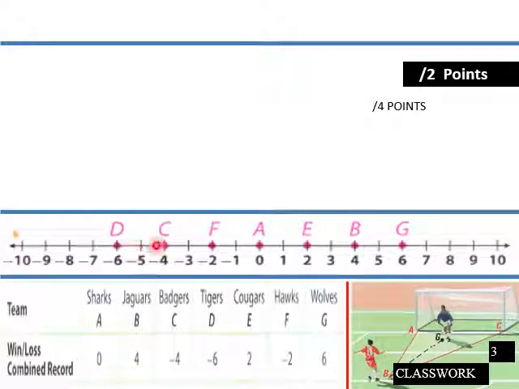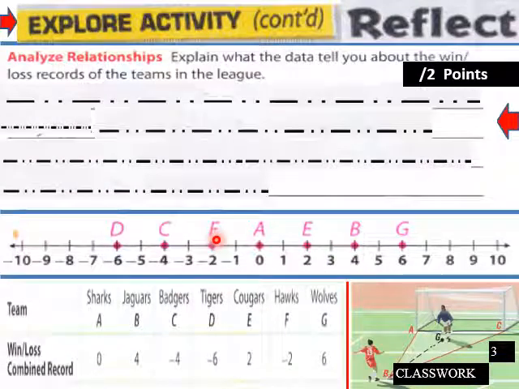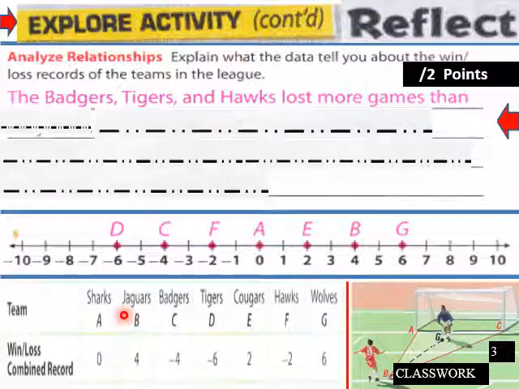Okay, so this is again a plot of our win-loss record for our soccer teams. So explain what the data tell you about the win-loss records of the teams in the league. Okay, students, this is your chance to write down your explanation of what the data tells about the win-loss records and who has the worst and who has the best and why. And you're looking at their win-loss record down here as well. And go ahead and explain that. It's worth 2 points today.